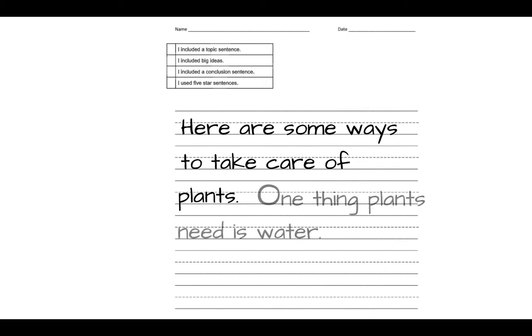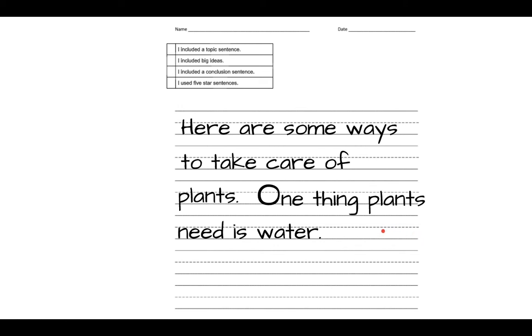So now that I talked that through, I go back to my page with my writing, and I can add that on there. One thing plants need is water. Again, before moving on, I need to make sure it's a 5-star sentence. It's got a capital letter at the beginning. It's got punctuation. It's got a who, and it's got a what. It's my full sentence. One thing plants need is water.